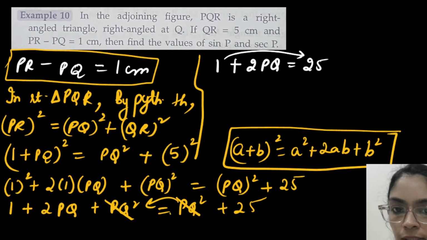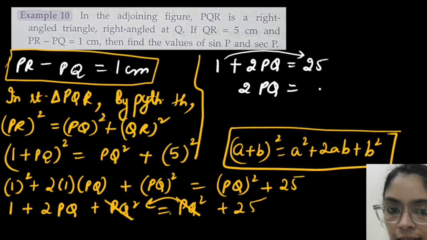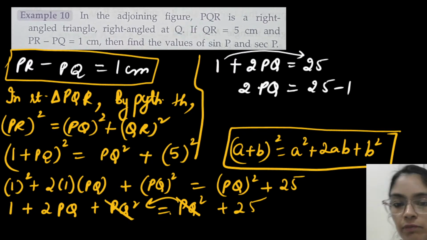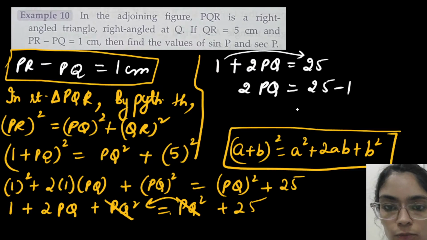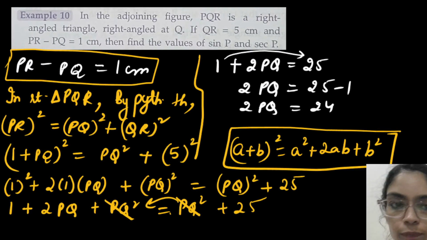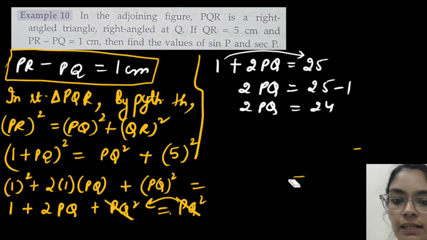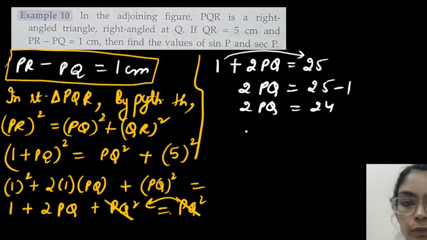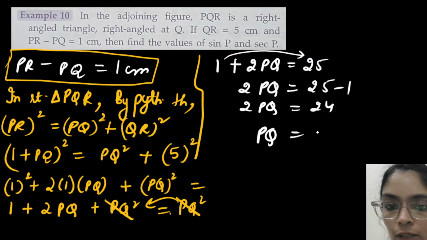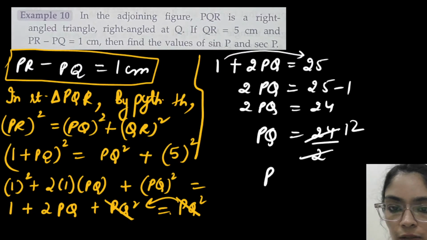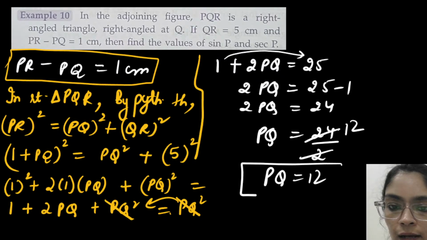Let's shift 1 to the other side because PQ we have to find. So 2 PQ is equals to 25 minus 1, because plus 1 when we shift to the other side will change to minus 1. So this is 24. 2 PQ is equals to 24. Now let's shift 2 to the other side. Here it is getting multiplied, so when I shift it to the other side, it will get divided. So PQ's value we found as 12. PQ is equals to 12.